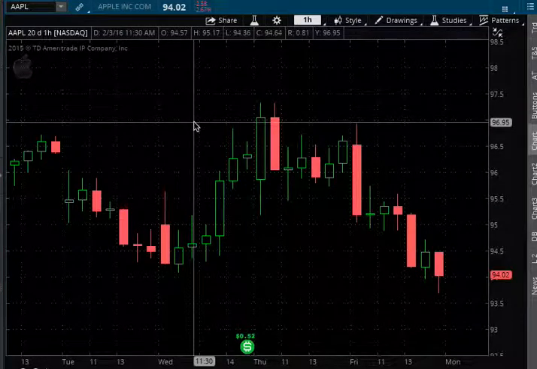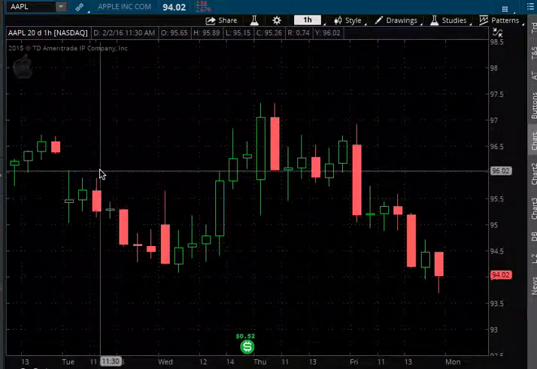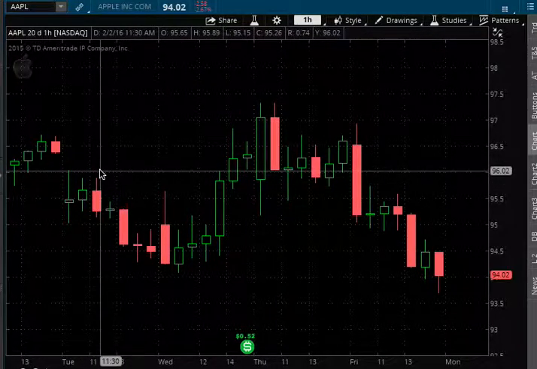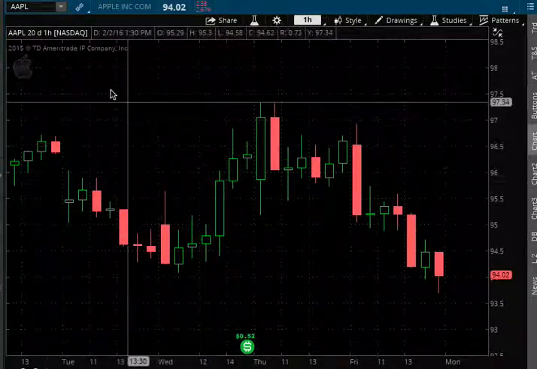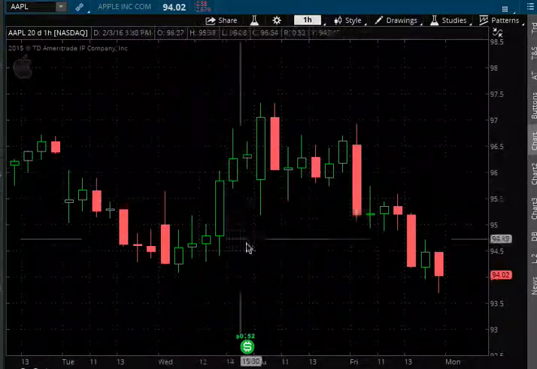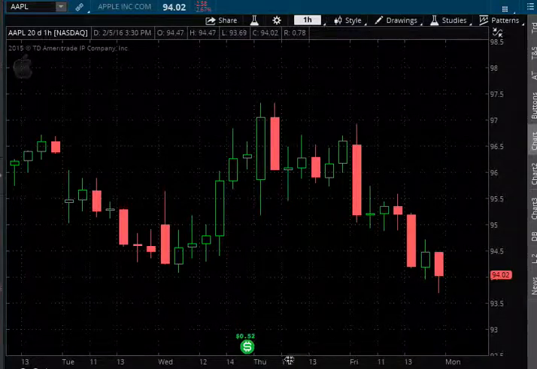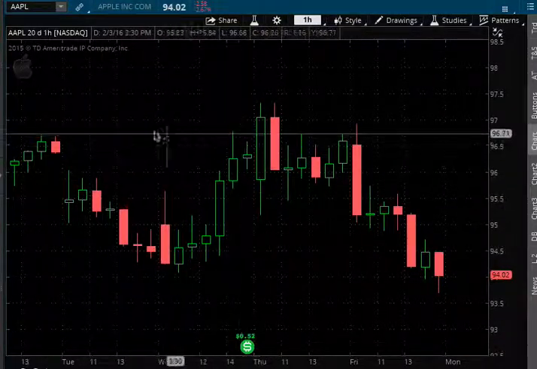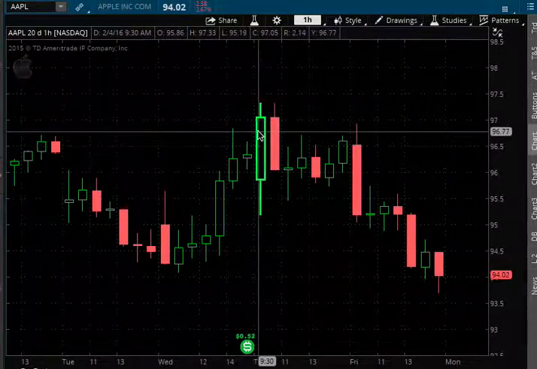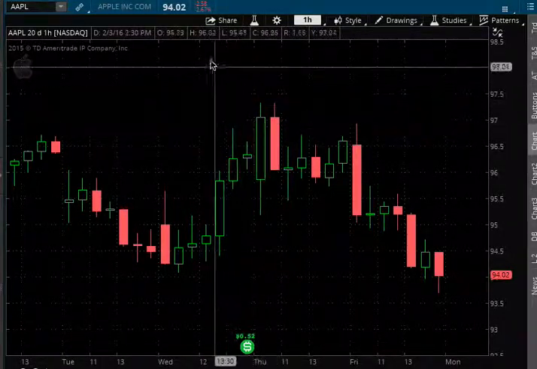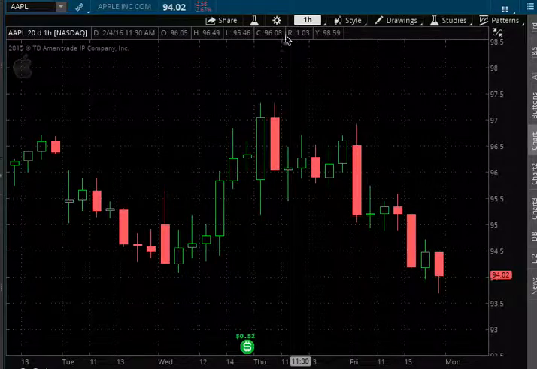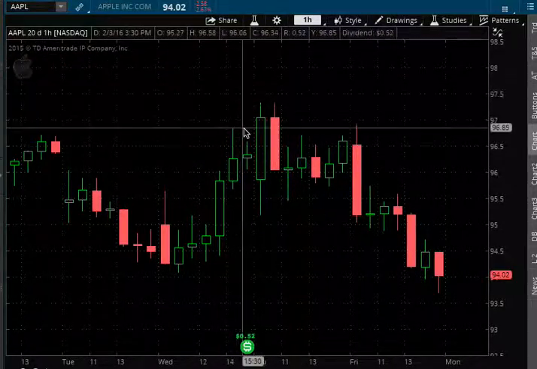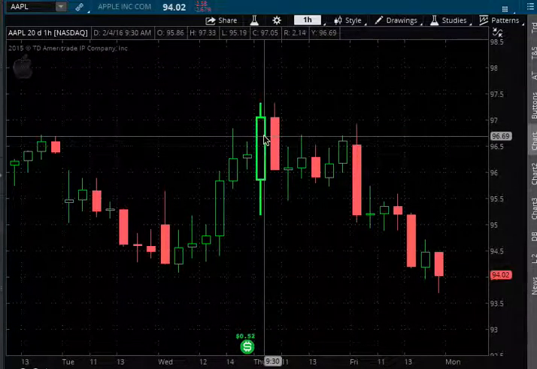So the first thing I do when I look at a chart, well, it depends on what time frame I'm looking at. I'm looking at an hour chart. So this was Friday, this was Thursday, this was Wednesday. The first thing I want to do is look at the highest point. This looks like the highest point. You can always get the exact value by placing the arrow on the candle, and it looks like the high was around 97.33.